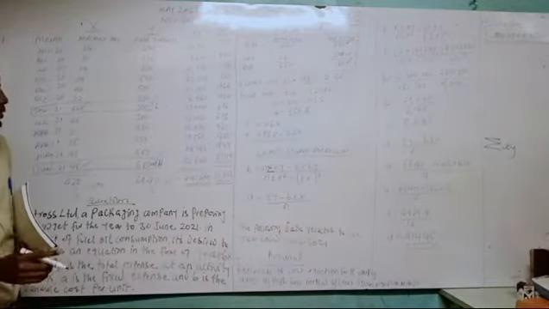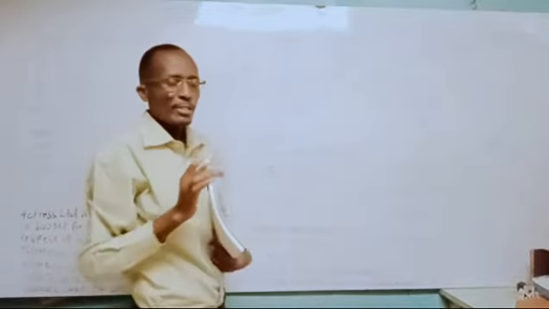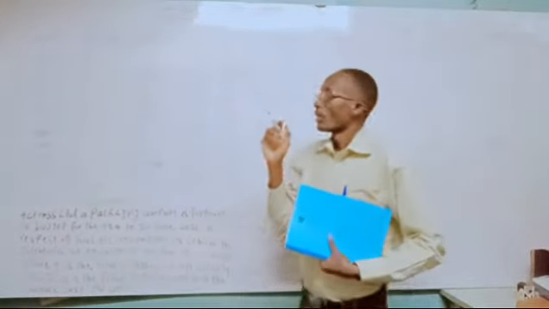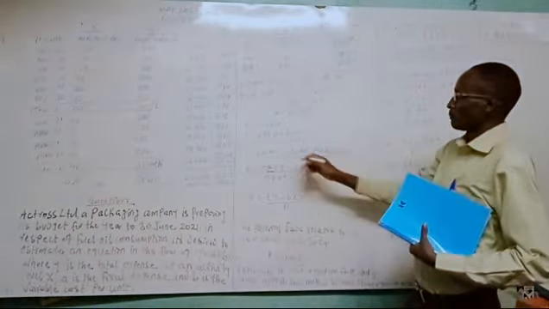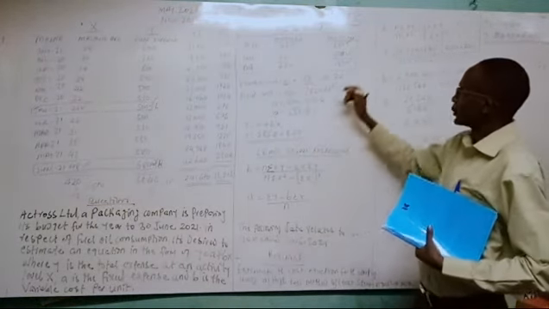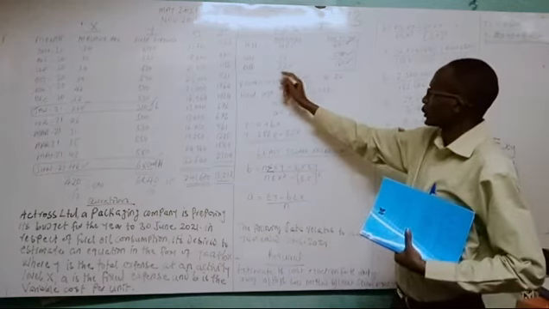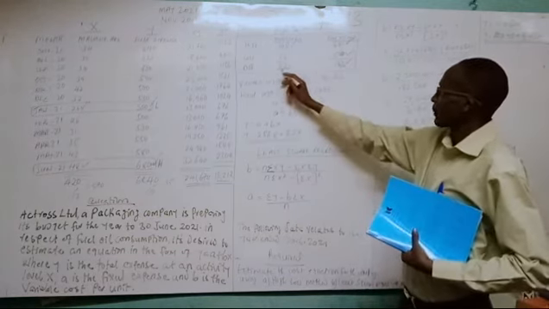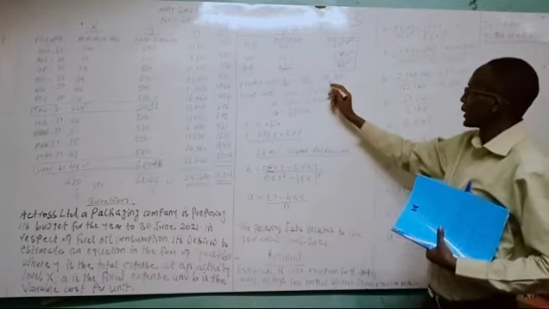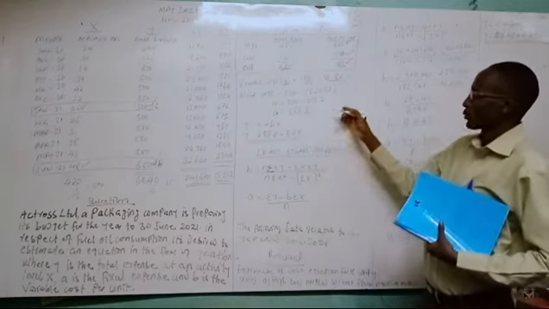Now, once you have done that, the next thing is to compute the value of B. B is the slope or the gradient, the variable cost. So to get the value of B, you take 180 divided by 22. This is 180 here, divided by 22, and you get shillings 8.2. So that is the variable cost, which is B.